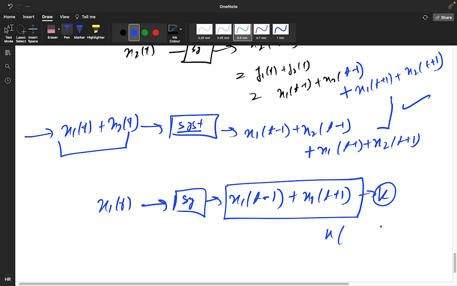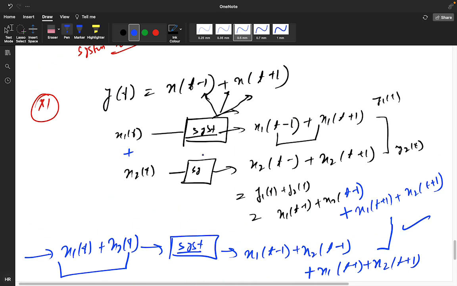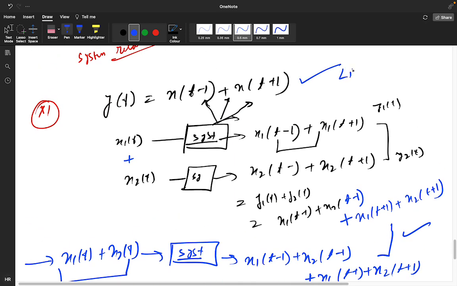So this is y1 of t, and k is multiplied overall. If I first scale and then pass it through the system, you will get the same result. K is a constant. It will delay the signal by 1, then advance the signal by 1. So the law of homogeneity also passes, and this kind of system is a linear system.